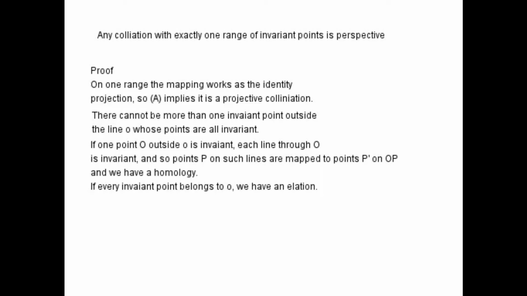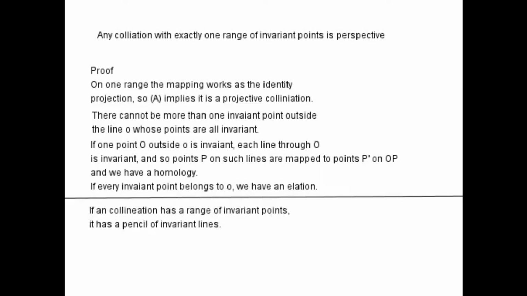So, there are a few important implications of this result. One of them is that every single collineation that has a range of invariant points also has a pencil of invariant lines, notably all the lines that go through this centre of perspectivity. Sorry, this centre O.